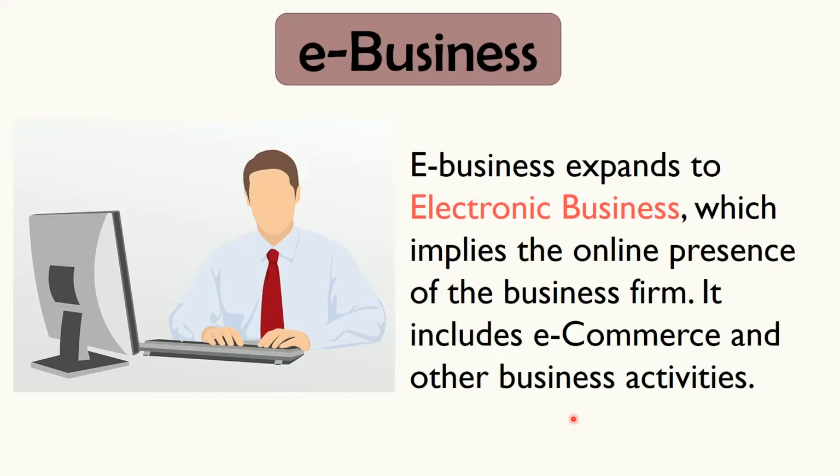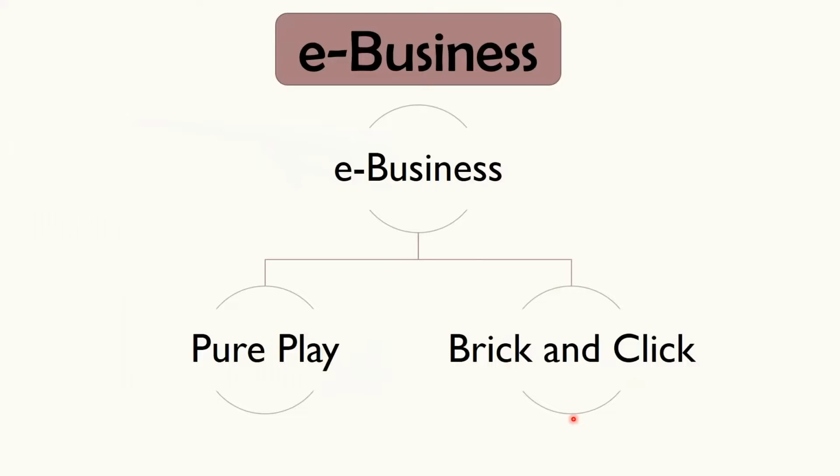e-commerce. Basically, there are two types of e-business: pure play and brick and click. Pure play is that form of e-business in which the business operates in online mode only, whereas brick and click is that form of e-business in which the business operates in both online and offline mode.